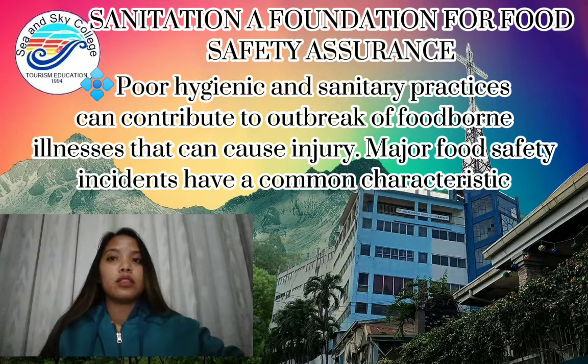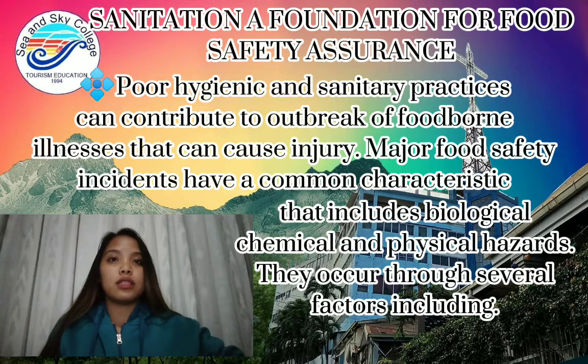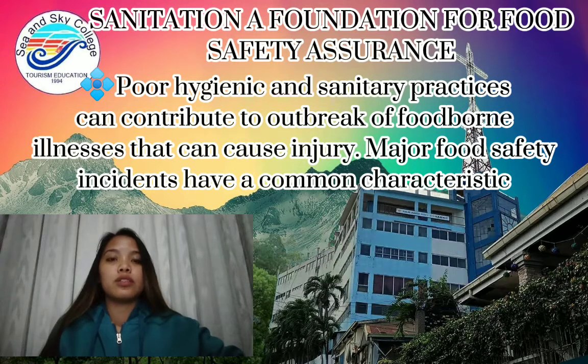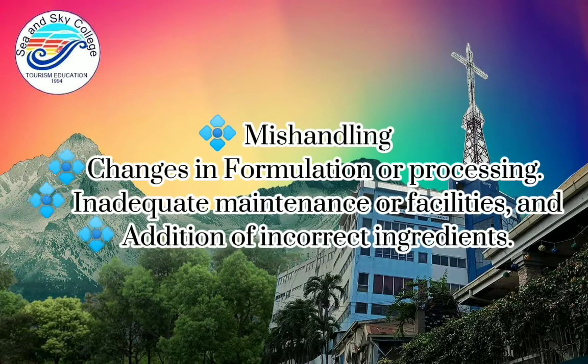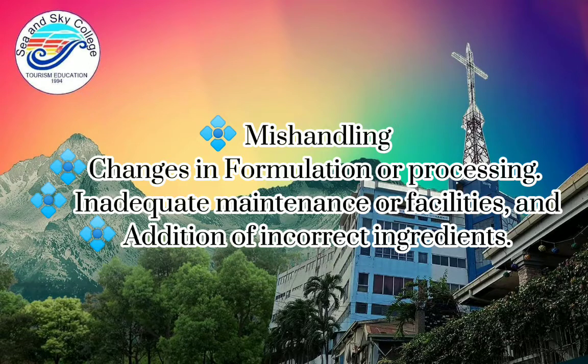Major food safety incidents have common characteristics that include biological, chemical, and physical hazards. They occur through several factors including contaminated raw materials, errors in transportation, processing, preparation, handling or storage, packaging problems, food tampering, malicious contamination, mishandling, changes in formulation or processing, inadequate maintenance or facilities, and addition of incorrect ingredients.